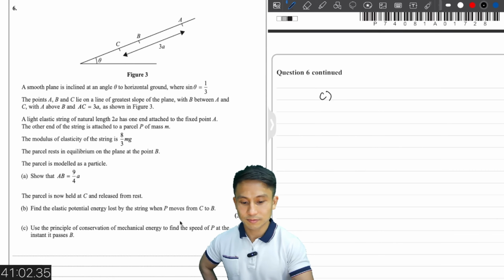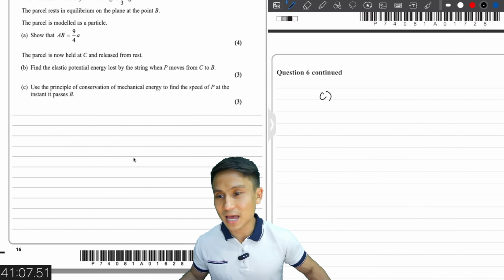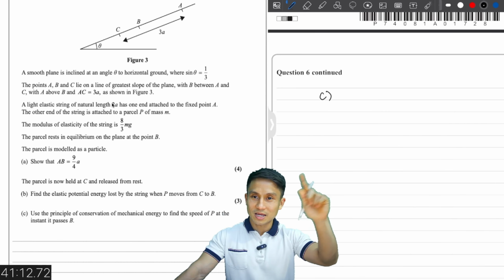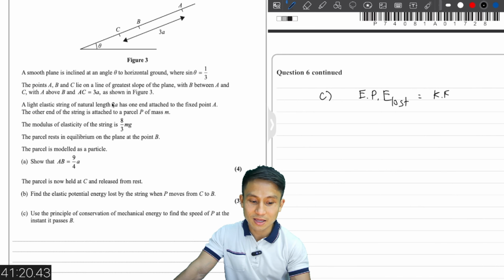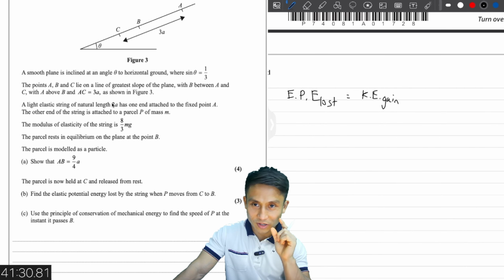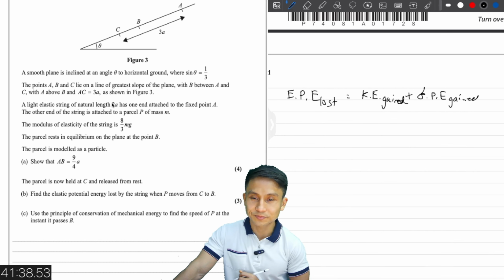Okay, part C. Use the principle of conservation of mechanical energy to find the speed of P at the instant it passes B. So from C to B, you are losing elastic potential energy. So EPE lost will be KE gain, right? Because you are holding it at C, you release, and then you gain speed at B while also gaining some height, right? Don't forget. So you gain both energy here.